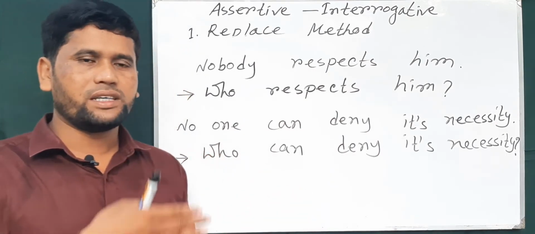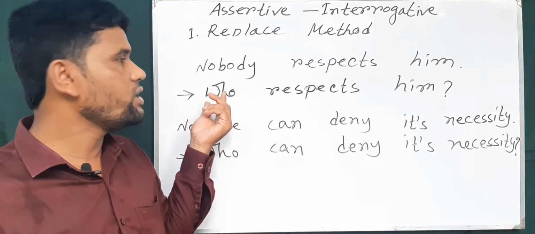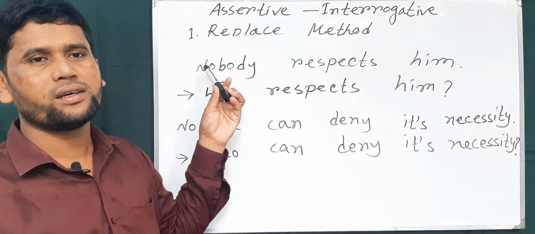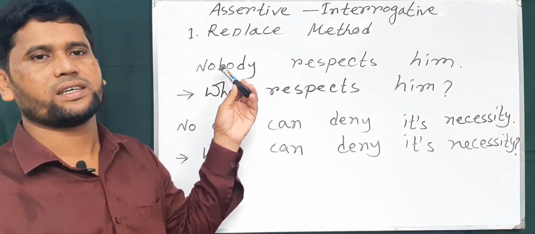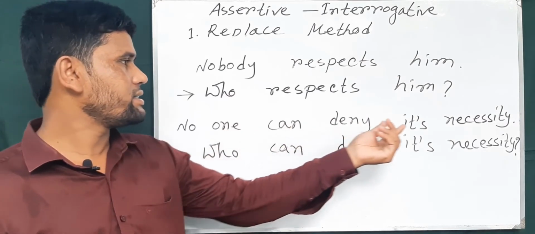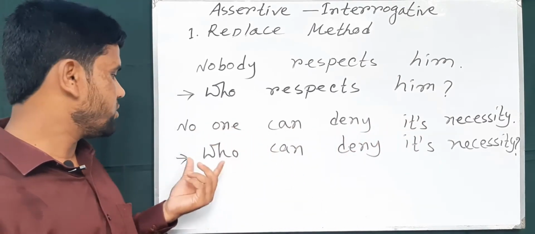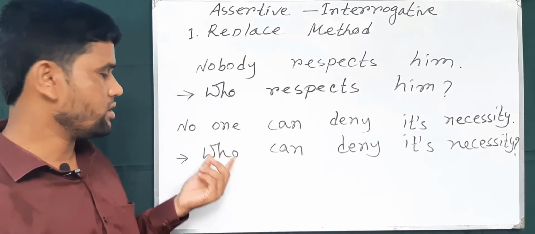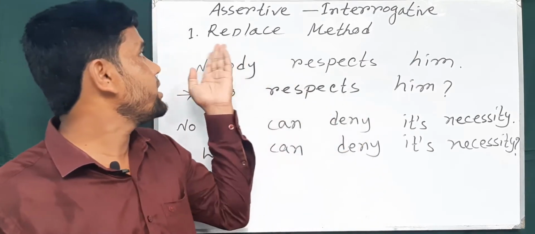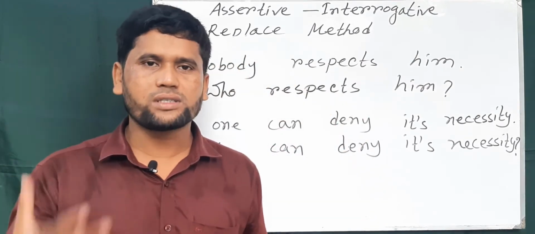But in vice versa, when you find only who in interrogative sentence, you can use nobody or no one at the beginning of assertive sentence. Just like this, one can deny its necessity. If you find no one, then you can use who, or if you find who, you can use no one, nobody, none. So it's the replace method. Okay, now we will discuss the rules method.